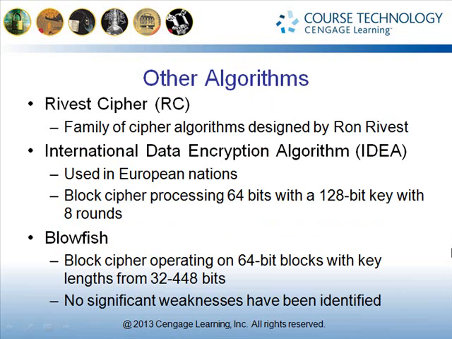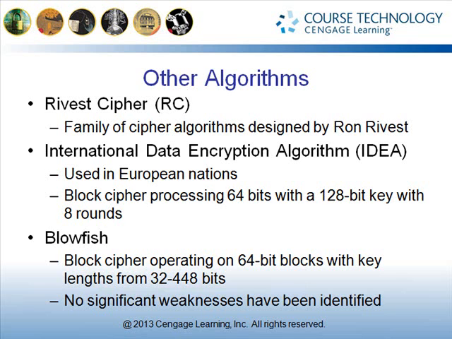There are some other algorithms as well. The Rivest cipher, the RC family of cipher algorithms, there actually are 6 of these, ranging from RC1 to RC6, although actually RC1 and RC3 were not formally released. IDEA, International Data Encryption Algorithm, dates back to the early 1990s, and it's used a lot overseas in Europe.